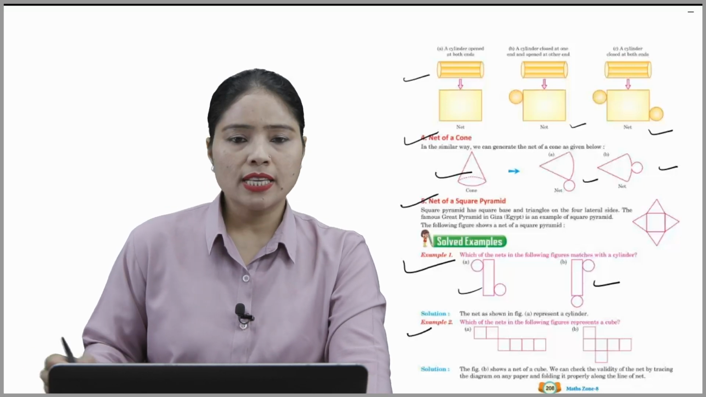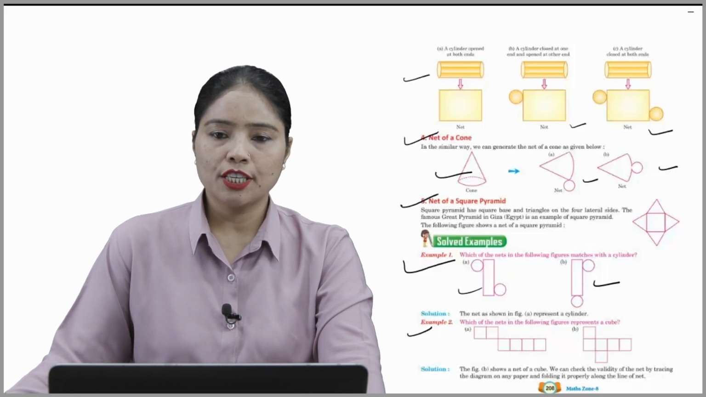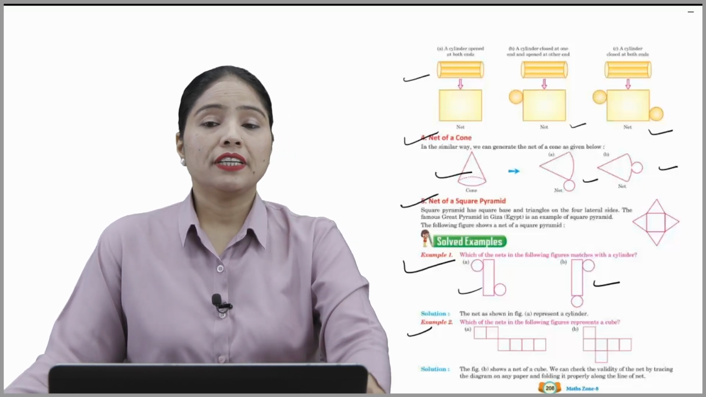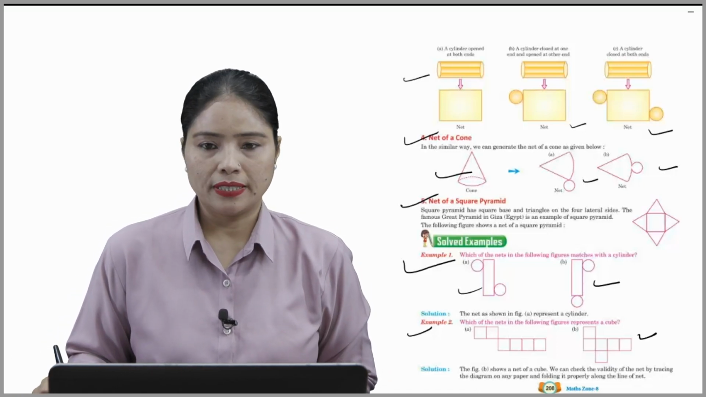Okay. Now example 2. Which of the nets in the following figures represents a cube? So, the figure B shows a net of a cube, like that one, beta.